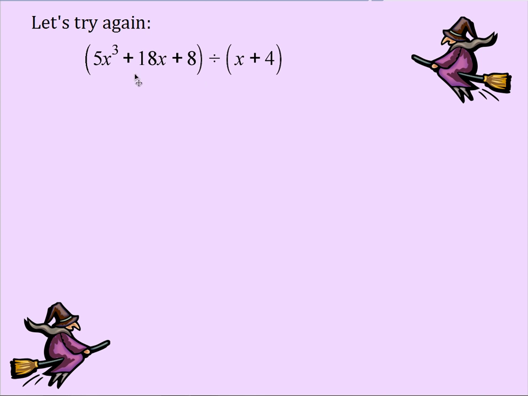Notice how in my first polynomial I'm missing a term in here. I have a power of 3, 1, and 0, but I'm missing the term that has the power of 2. So wherever I'm missing a term, remember I'm going to put a coefficient of 0 there. I have to have everything from 3 to 0, or else synthetic division doesn't work.